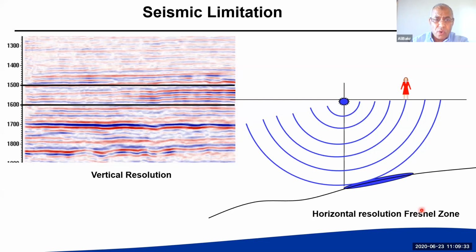So again, the conclusion is that seismic is not magic. It cannot see every thickness of bed. It cannot see every extension of the bed. It needs a minimum thickness of the bed to be seen, and it needs a minimum extension of the bed to be seen. Now, what did we learn?